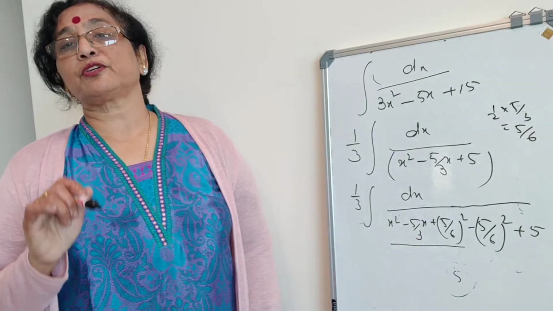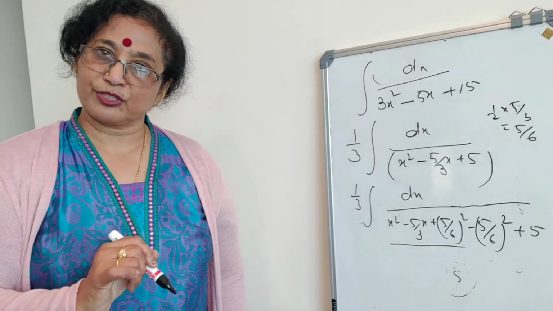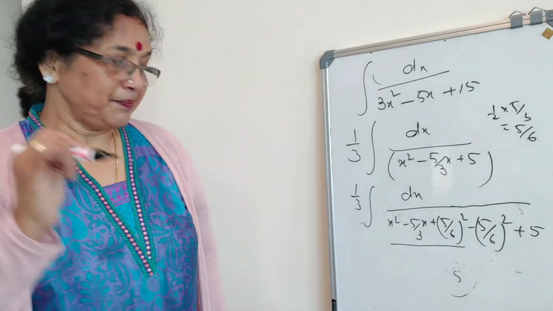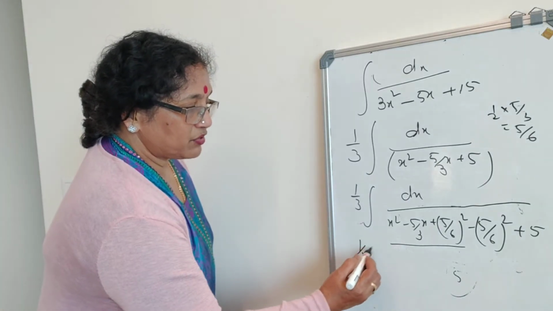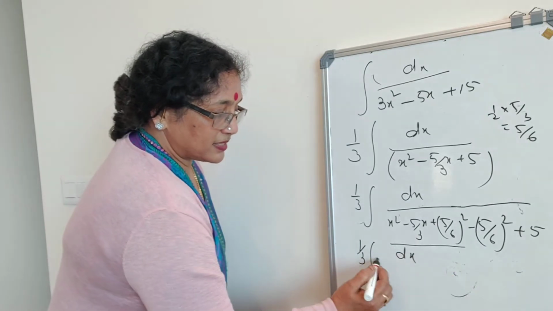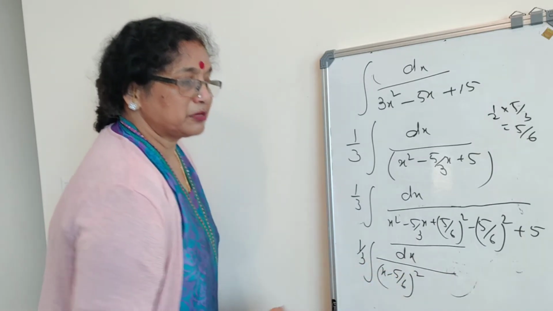It is in the form of x square minus 2bx plus b square, which is x minus b whole square. And my b here is minus 5 by 6. Okay? So, therefore, it's 1 by 3 dx. Can you see the board? Yes. So, that is x minus 5 by 6 whole square because the middle term is minus.